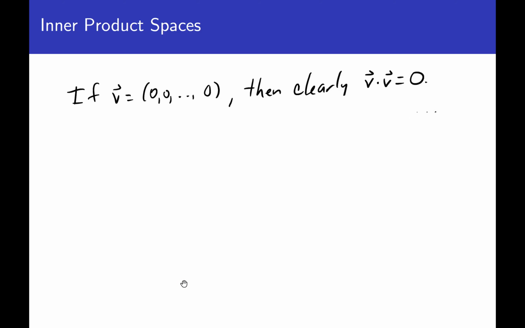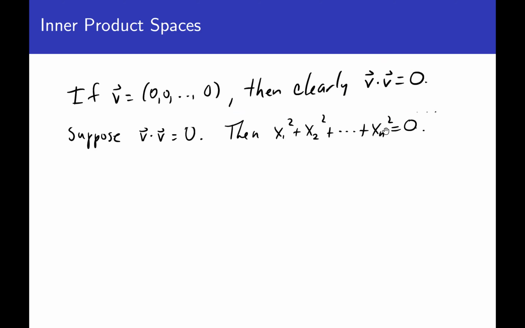All right, let's do the other one. So that a vector dotted with itself is 0 if and only if you started with the 0 vector. So if we start with the 0 vector in Rn, which is of course just all zeros, then certainly the dot product with itself is 0. Let's go the other way around.